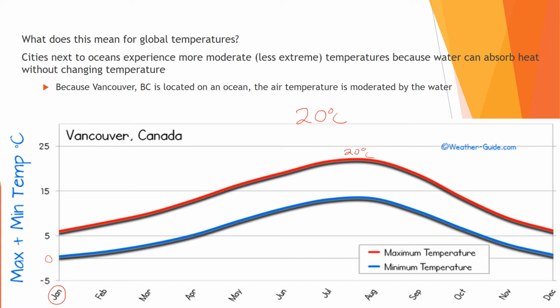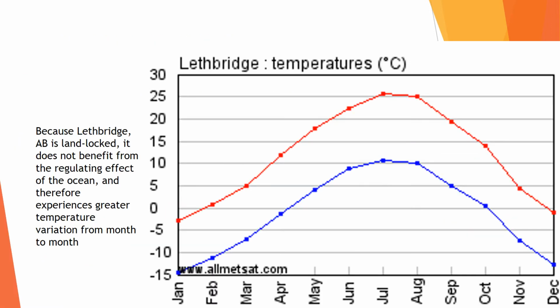Okay, now let's take a look at another city that's on the same latitude as Vancouver, but not on the coast, and this is Lethbridge. Now, Lethbridge is pretty far south. Again, I don't know how many of you have ever been to Lethbridge. Nice little town. It's on the prairies, though. There's a river that runs through it, but there's no large body of water anywhere close to it.